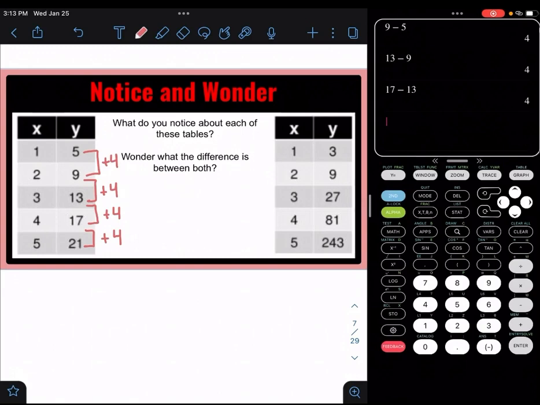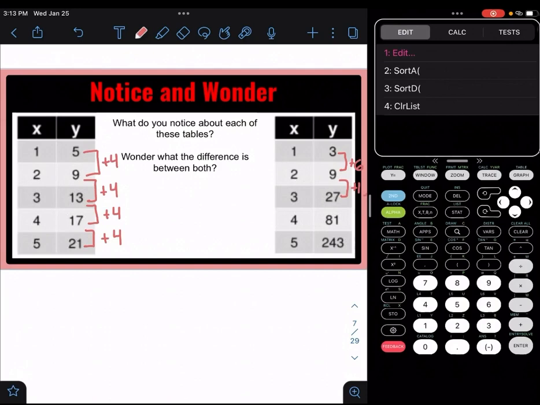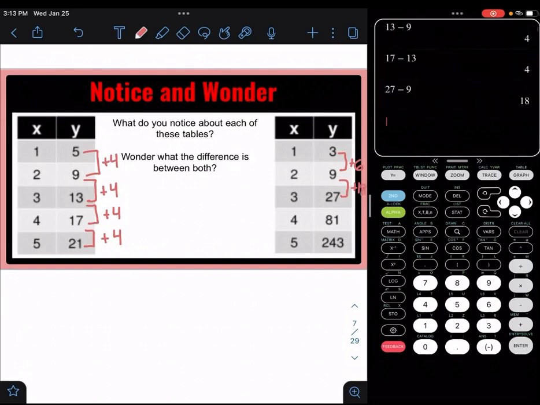Alright, let's look at this next one. How do I get from 3 to 9? I could add 6. How do I get from 9 to 27? 27 minus 9, I could add 18. To get from 27 to 81, 81 minus 27, I would have to add 54. Alright, I'm realizing that these are not the same numbers.